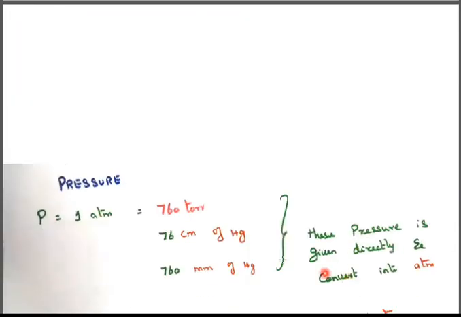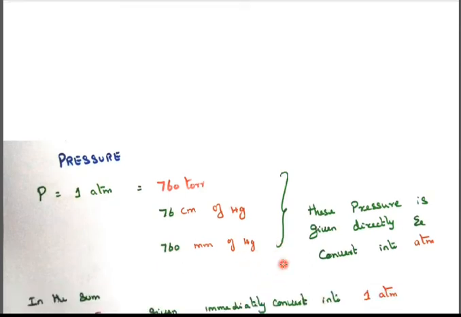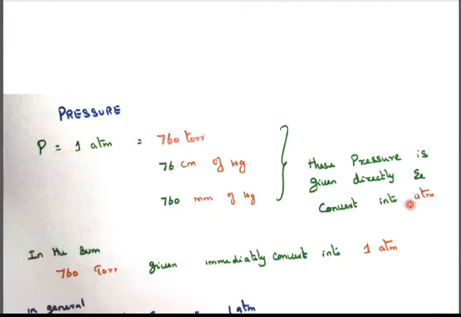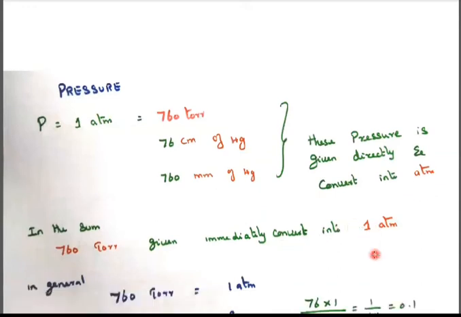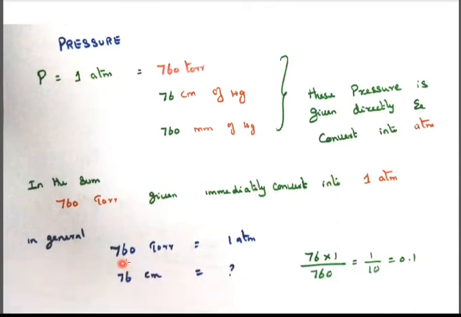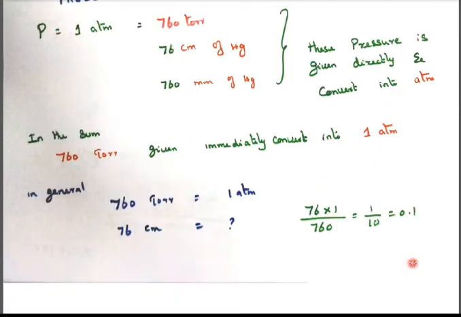Now we are going to see the pressure at STP: 1 atm, 760 torr, that is 76 centimeter of mercury or 760 millimeter of mercury. These pressures are given directly and converted into atmospheric pressure. In a sum, if 760 torr is given, immediately convert it into 1 atm. In general, 760 torr is equal to 1 atm. Therefore, 76 centimeter is equal to 76 into 1 divided by 760, so we get 0.1.